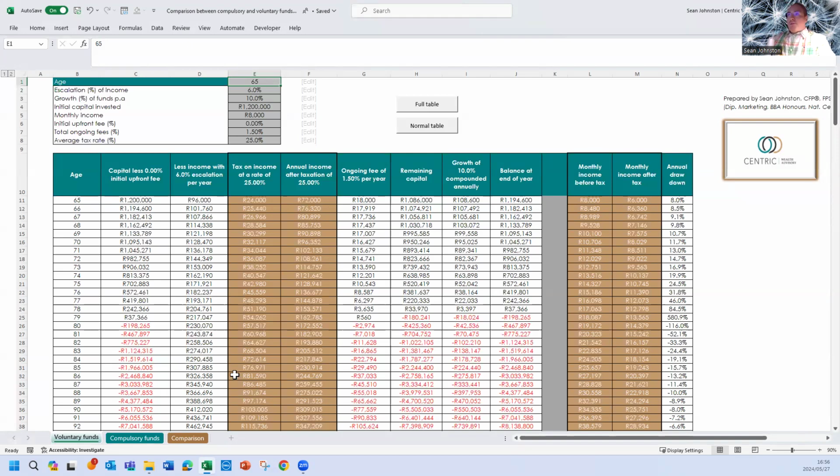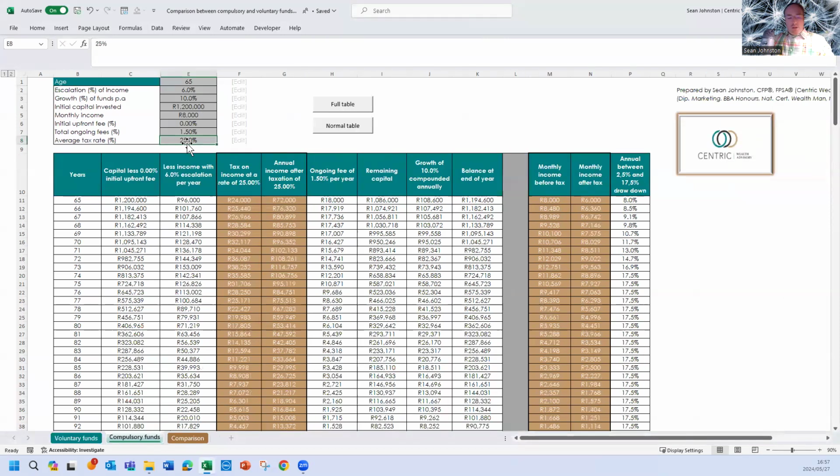But just for illustration purposes, I'm going to use the same scenario where the client, 65, is investing 1.2 million, drawing 8,000 Rand in year one. That's escalating at 6%, and we're anticipating a 10% return annually on the capital invested. 1.5% ongoing fees, and that can be for advisory fees, platform fees, asset management, ongoing administration, whatever the case is. You would just take the total expenses and put the amount in there. And we are working on an average tax rate of 18% in this case.